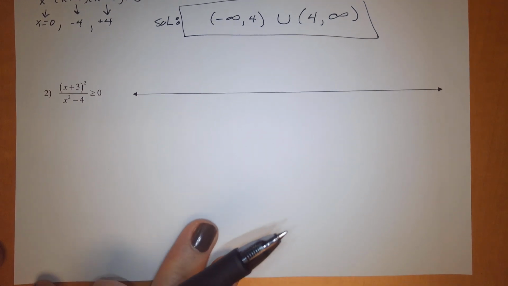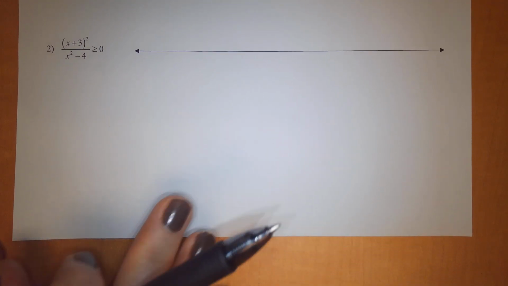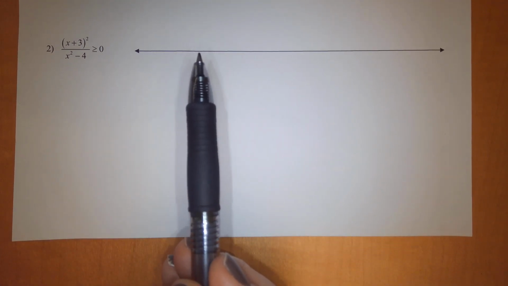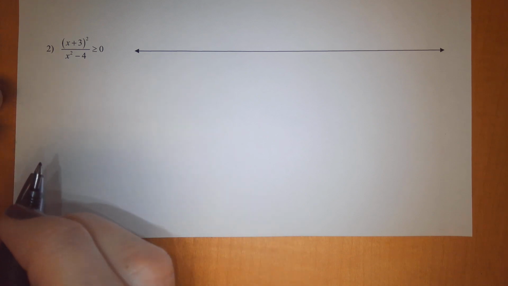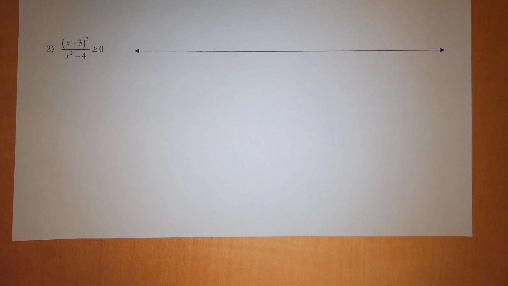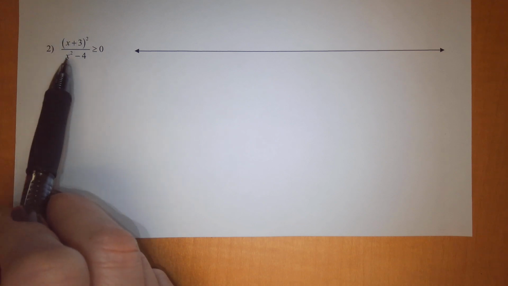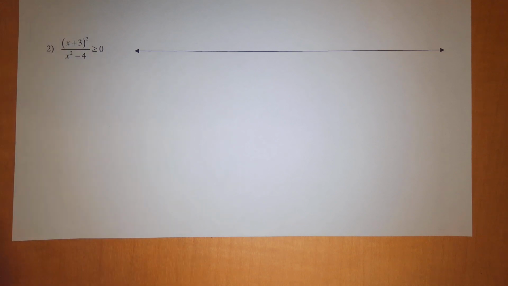Let's try one more. Here we've got another example, and we'll follow the same rules that we had at the top of the page. The first step says to write the inequality so that the polynomial or the rational expression is on the left and 0 is on the right, and also make sure any fractions are combined into 1. So that part is already done.